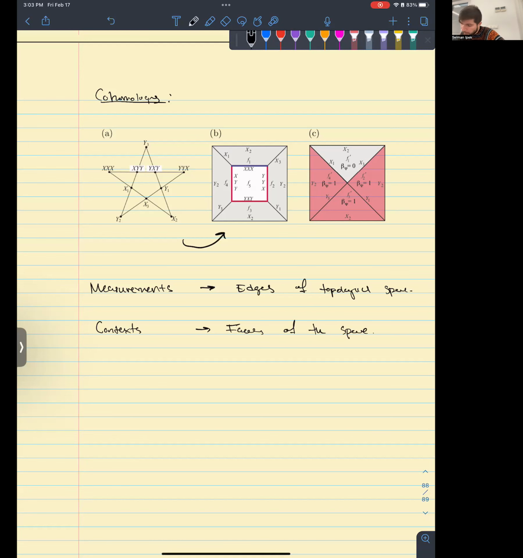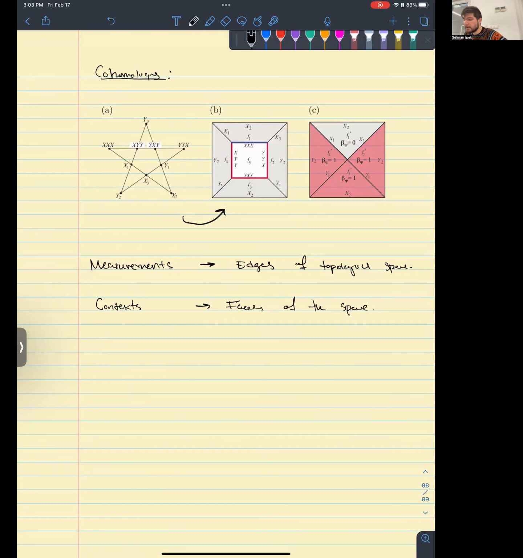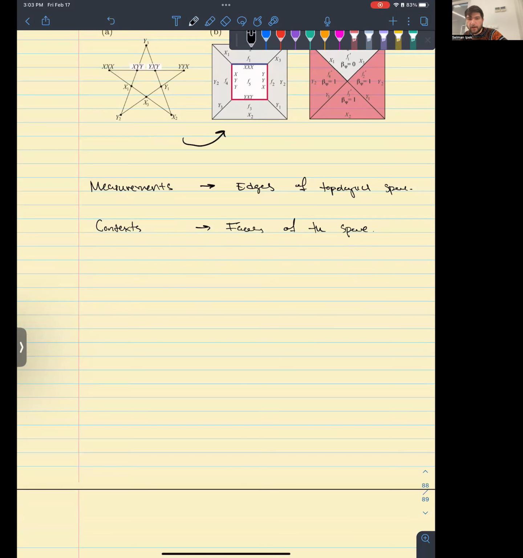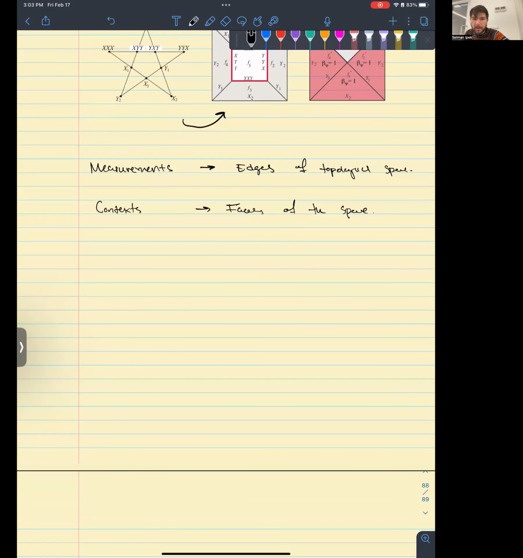And how can we see this? What are measurement contexts? These are sets of observables that are simultaneously measurable. So when I look at, for example, any one of these cells in this Mermin square, I see that X1, X2, X3, and XXX are indeed simultaneously measurable. So those form a face. And you can codify all of this mathematically using chain complexes.